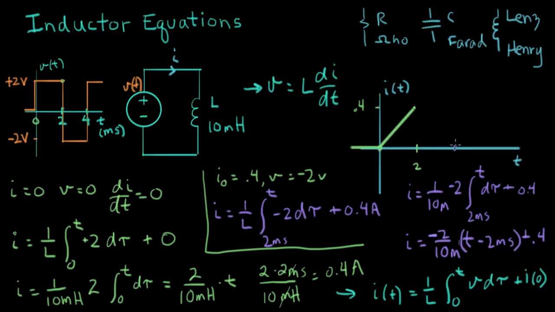So let me mark out here. Here's 4 milliseconds. And it's going to be a line that looks like this. So the current's going to ramp up. It's going to turn around and ramp straight back down because the slope up and the time up is the same as the slope down and the time down, just with a negative slope. So there's an example of the inductor equation in action.